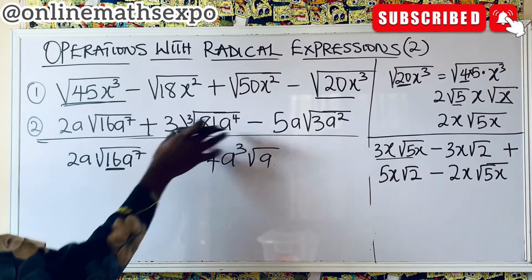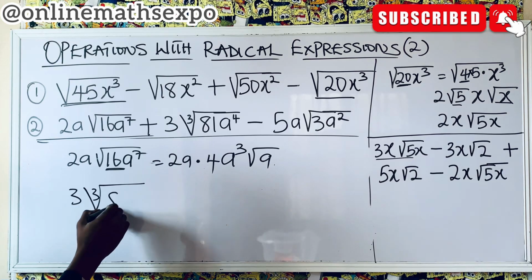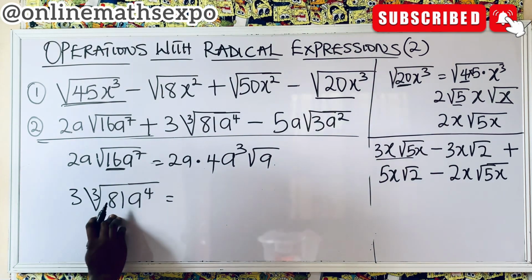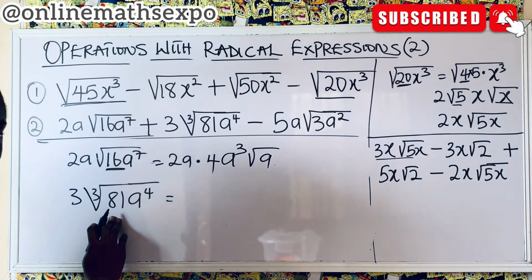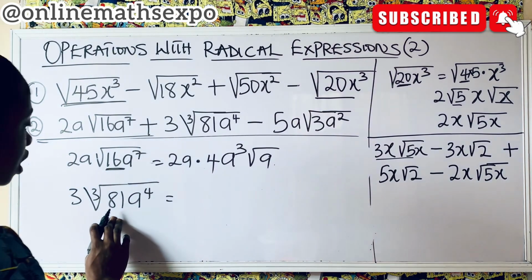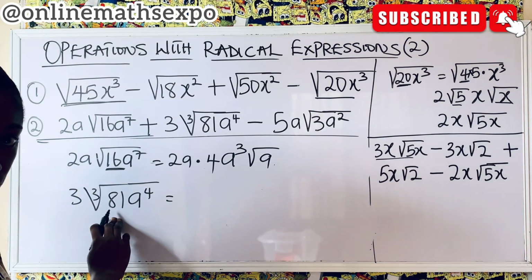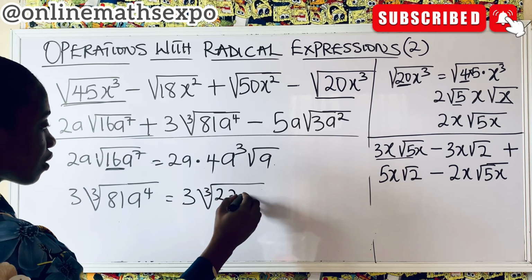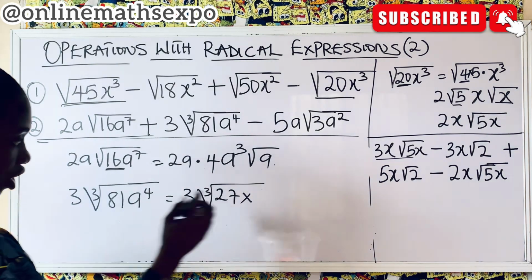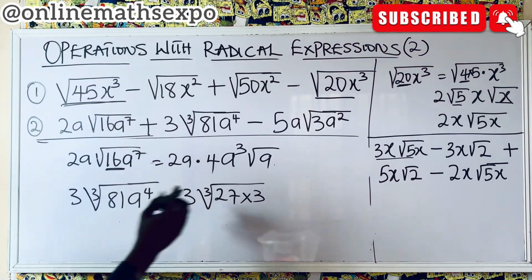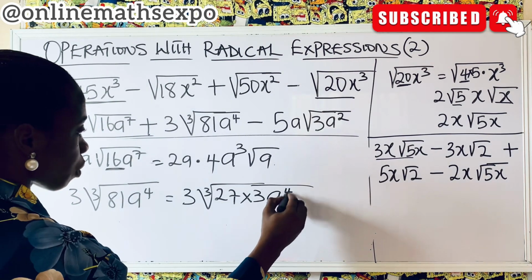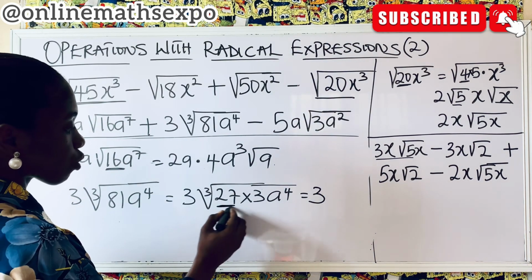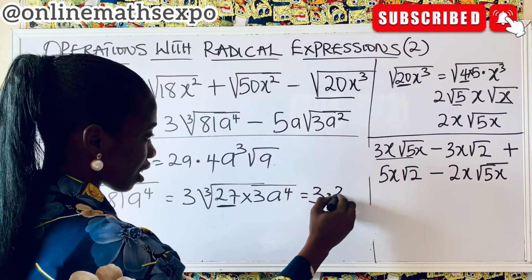Okay? Then for this, what do you have? 3 cube roots of 81 a to the 4th. You will now ask yourself, what is the highest perfect cube in 81? The highest perfect cube in 81 is 27. Okay, so we're going to split that to now have 27, and when you multiply 27 by 3, it gives you this 81. Then we have a to the 4th power. And if you simplify, the cube root of 27 is 3, so you bring it out.